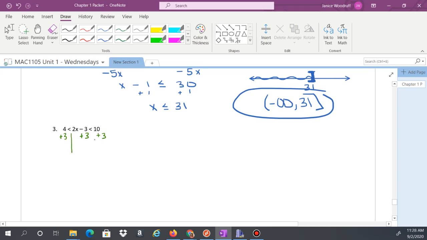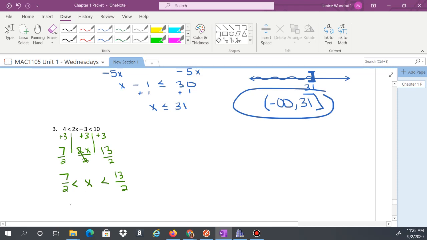And you can draw lines at the inequality if that helps to keep things separate. So you have 4 plus 3 is 7, 2x in the middle, 10 plus 3, 13. And then divide by 2 on all 3 sides. You get fractions. So then you have 7 over 2 less than x less than 13 over 2. All that means is x is in between these two numbers. So x is greater than 7 over 2, but it's less than 13 over 2.